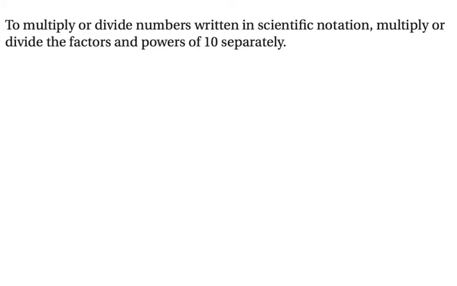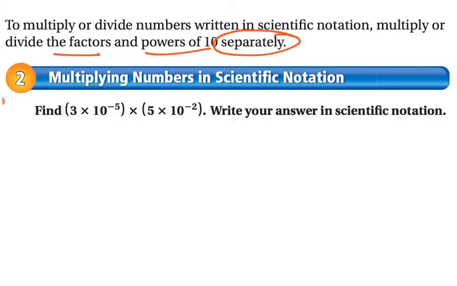Predictably, multiplication and division are a little bit more straightforward for many people. It says to multiply or divide numbers written in scientific notation. Multiply or divide the factors and powers of 10 separately. We'll see why in just a moment. So here in example 2, it says find 3 times 10 to the negative fifth power times 5 times 10 to the negative second power. We need to make sure we keep our answer in a scientific notation.